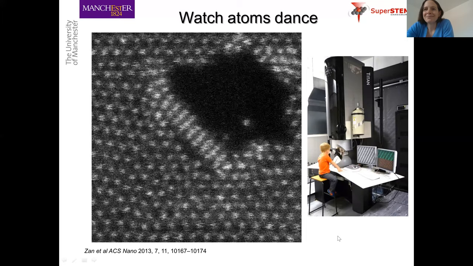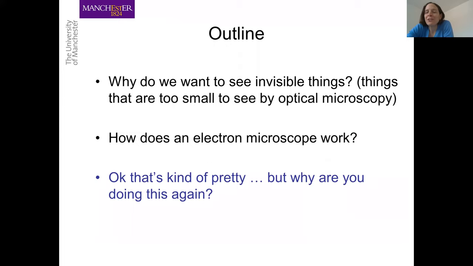Okay, so hopefully that's something you'll see. The imaging is rather beautiful, it's rather intriguing. But why are we doing this?